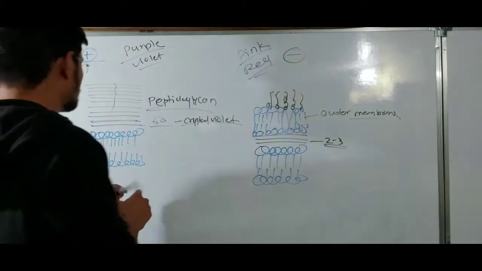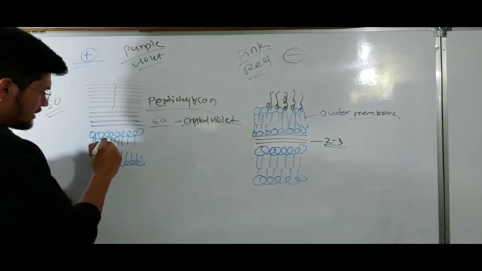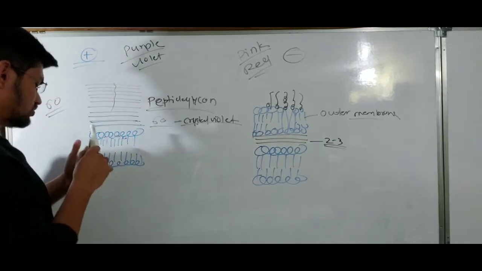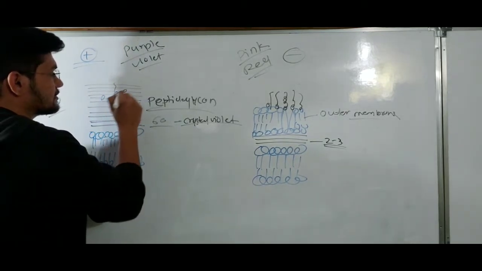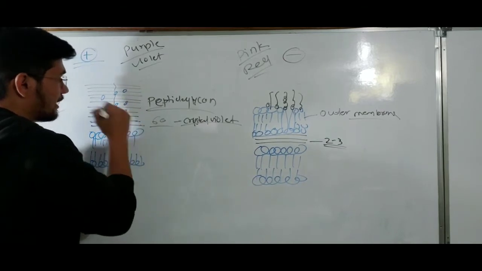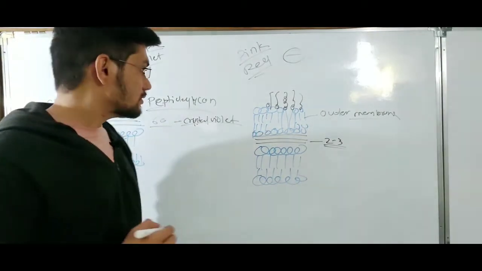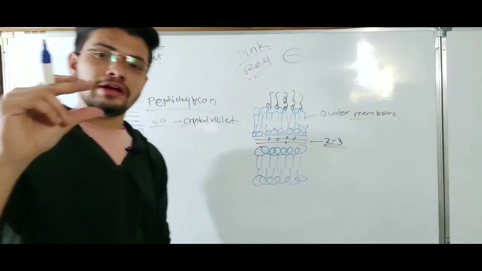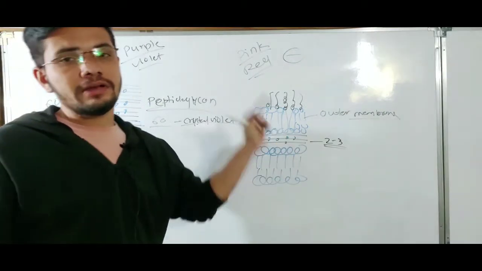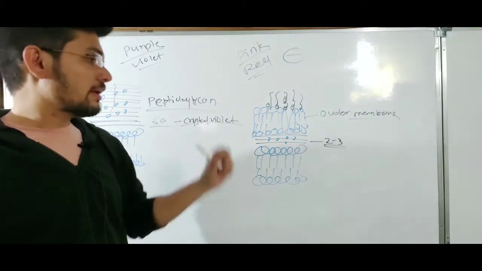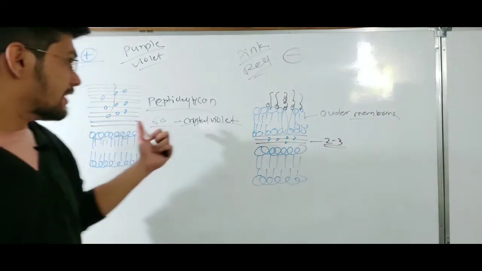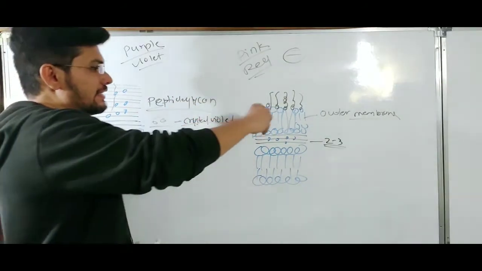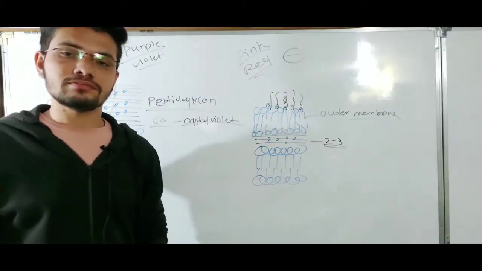Suppose we have poured crystal violet, so it will attach to the peptidoglycan layer like this. So the molecules of the crystal violet are attached to the peptidoglycan layer. Here it will also attach, but keep in mind that the layer of peptidoglycan in the gram negative bacterial cell wall is very thin compared to the gram positive cell wall. So crystal violet is attached to the peptidoglycan layer.